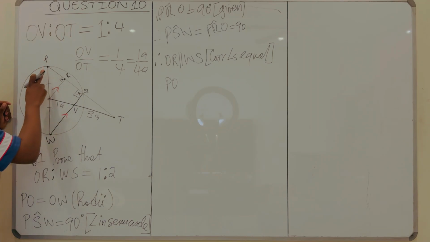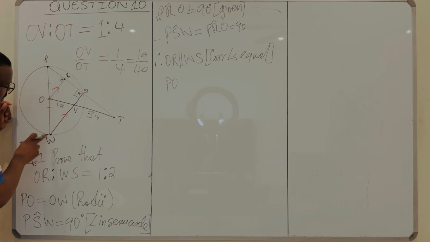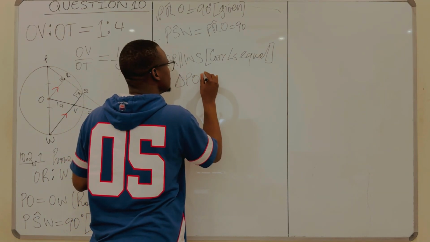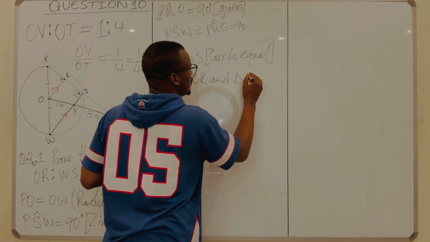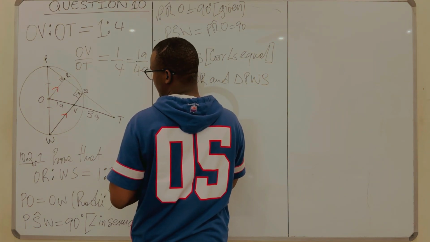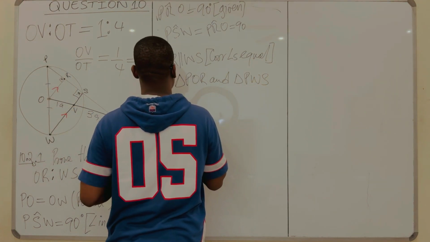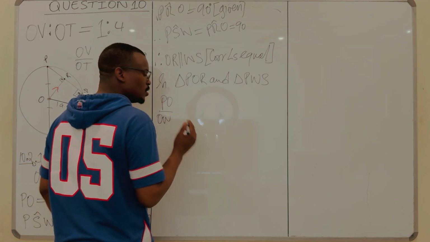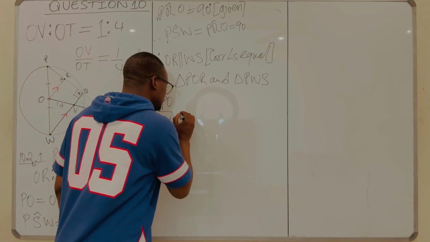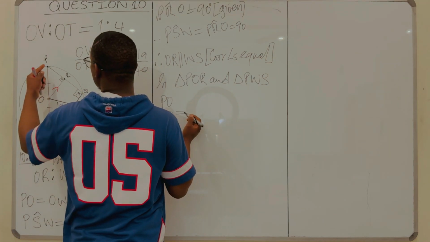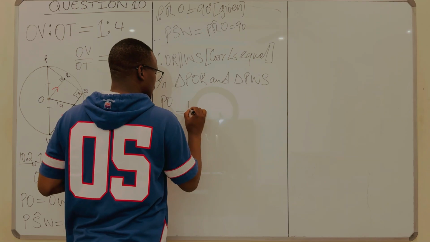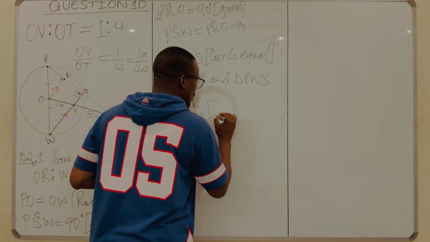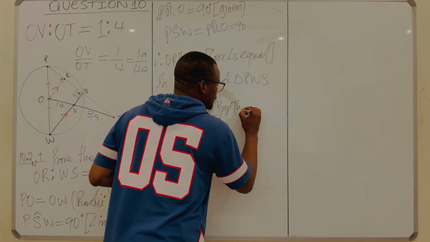I'm trying to look at triangle POR and triangle PWS. I'm looking at these two triangles, POR and PWS. So let's say we say PO over OW, which is similar to what we proved on the other side, is equal to PR over RS. We can say this is our proportionality theorem, which we just proved in the first question.